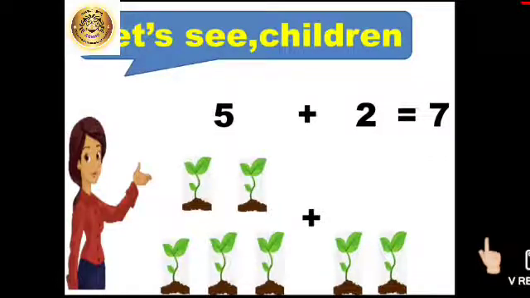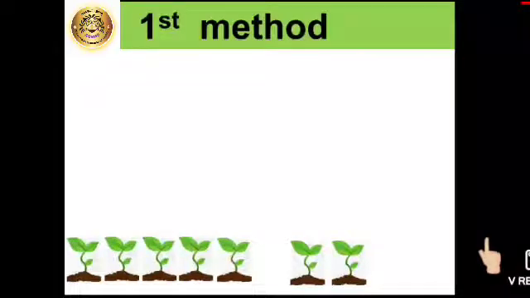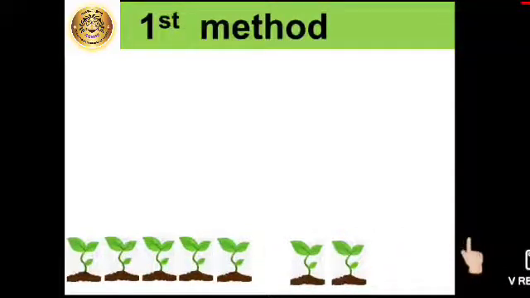So what did you do here, children? Yes, you did addition. And how did you get the sum or answer 7 here? Of course by adding. But how did you add it? Let's see. This is the method which we use to add any number of things. Like here we have 5 plants and 2 plants. So how are we adding?